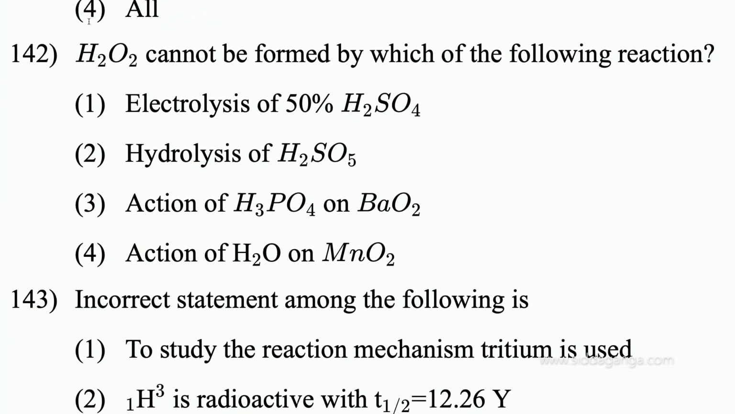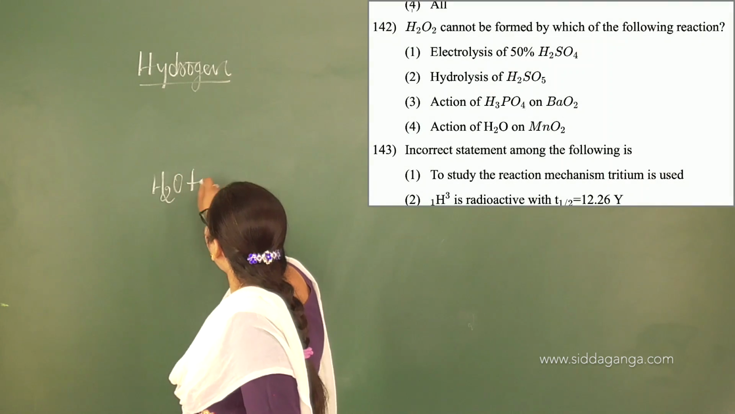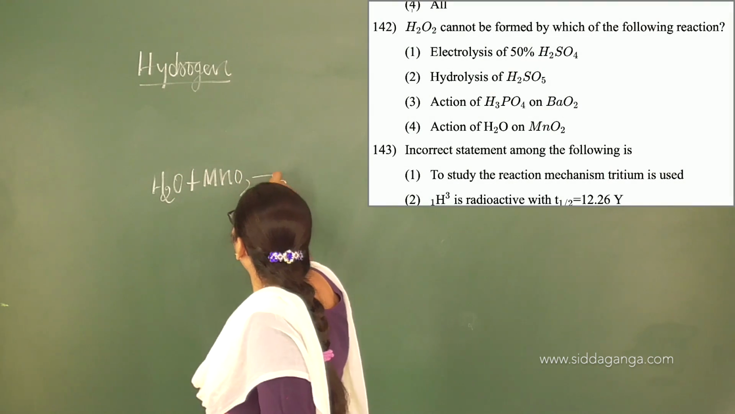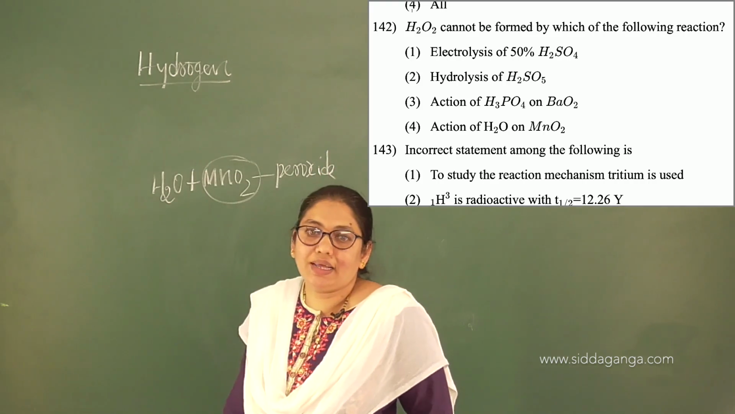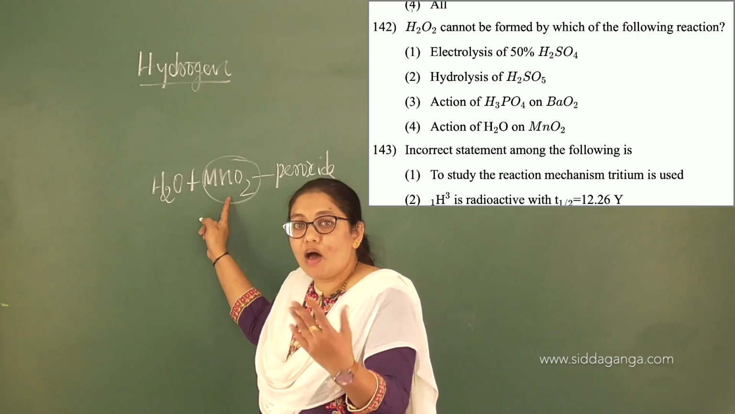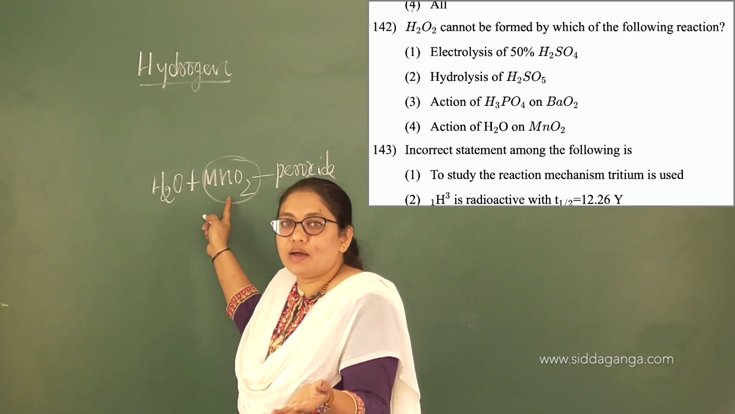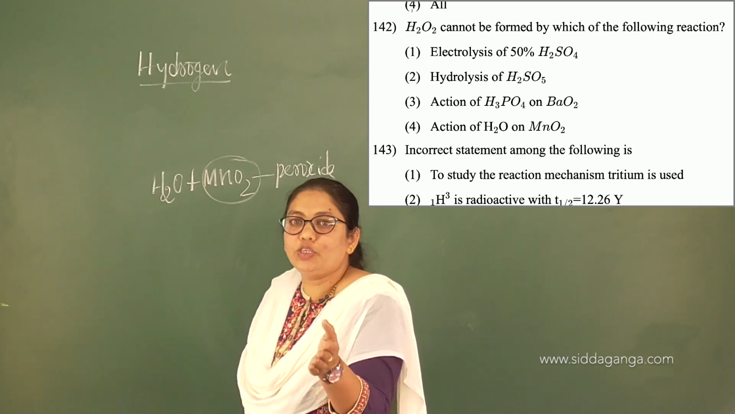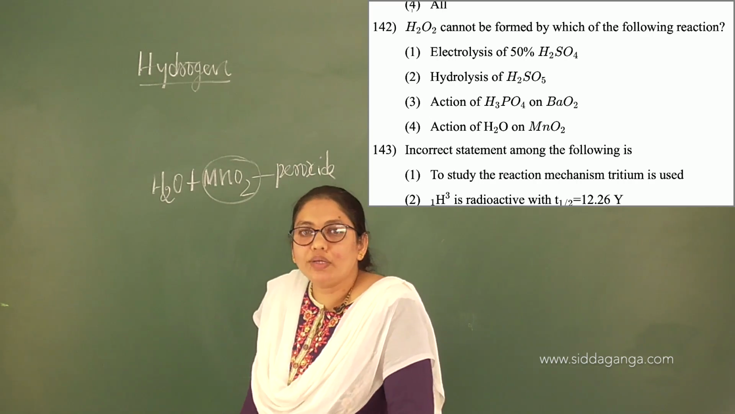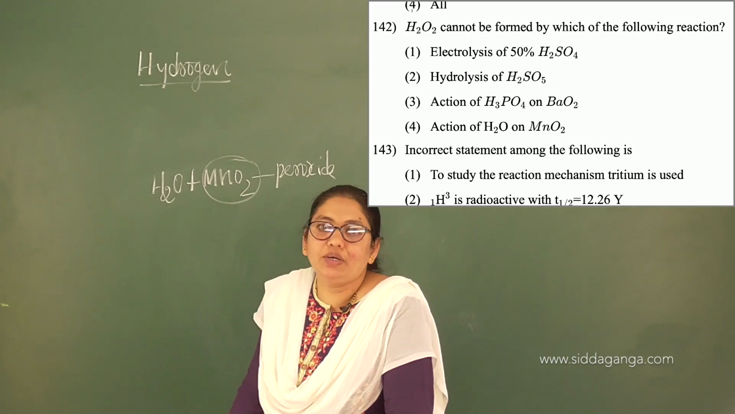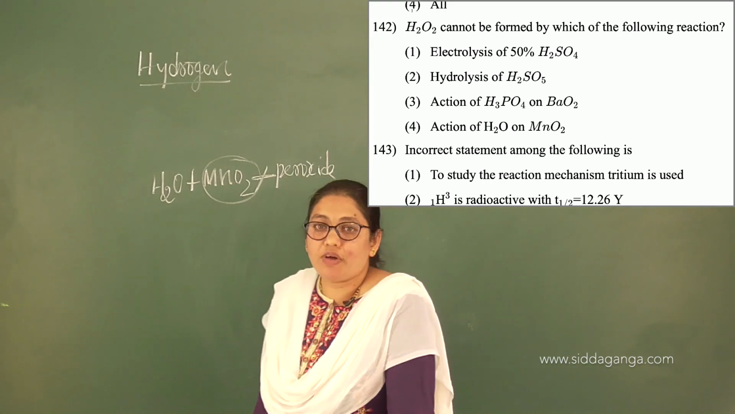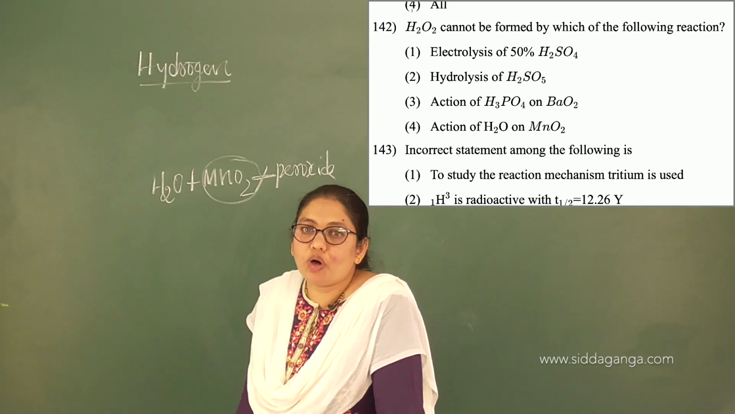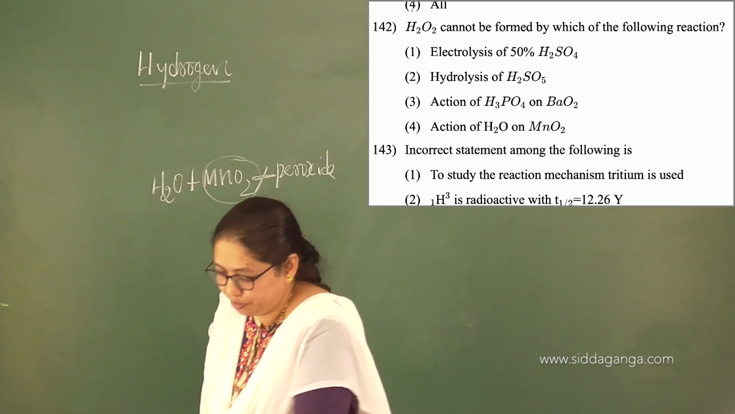The last one is action of H2O on MnO2. Action of H2O on MnO2 will not produce peroxide, because MnO2 does not contain any peroxide linkage. It is manganese dioxide. Whereas barium peroxide and the peroxides of sulfuric acid, H2SO5 and H2S2O8, both are peroxides of sulfuric acid. As they have the peroxide group, they will form hydrogen peroxide. But MnO2 does not contain any peroxide, that's why it will not form. So the answer is action of H2O on MnO2 will not produce H2O2. Next question.